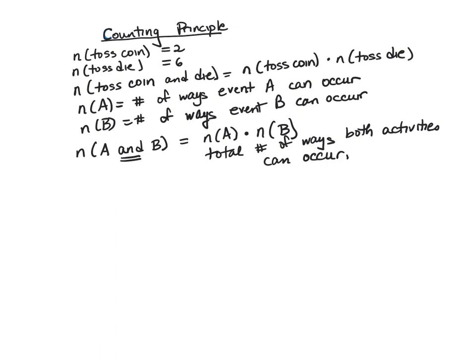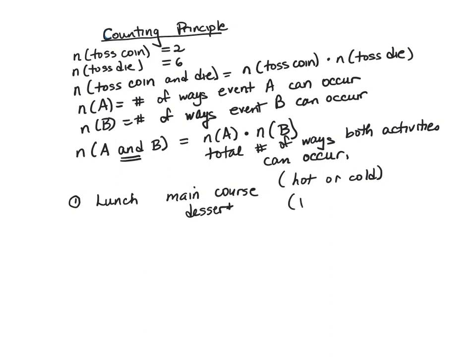Let's look at an example. All right, so I'll call this number 1. Let's say we go for lunch and we look at the menu and there are a main course, which consists of a hot or cold main course, a dessert, which is fruit or ice cream, and a drink, which would be milk, juice, or soda.